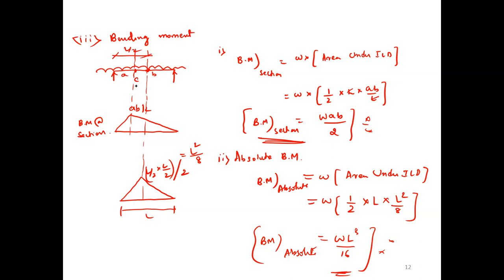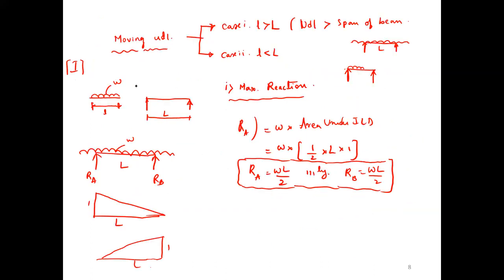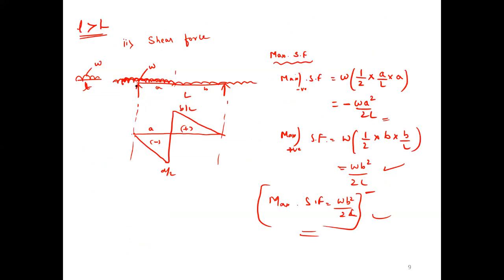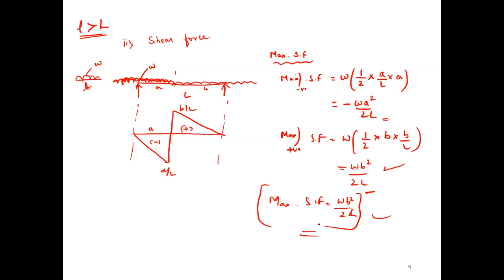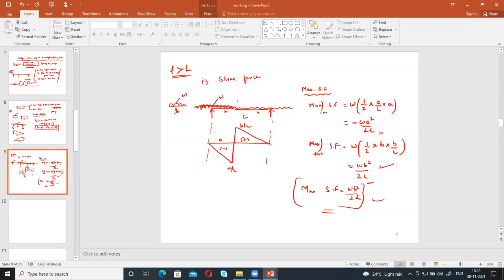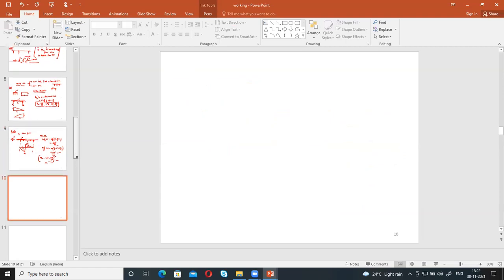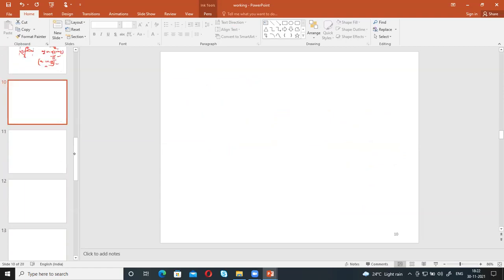Any doubts in this first case? In the first case, what we discussed was the case of load length greater than span. The maximum reaction, WL by 2, is the same. We also discussed the maximum shear force, where we get maximum positive shear force as well as maximum negative shear force, and how to arrive at those values. Out of these, you pick the positive value as the maximum shear force. We also discussed what is meant by bending moment and how to get the bending moment value. Any doubts? Shall I move on to the second case?